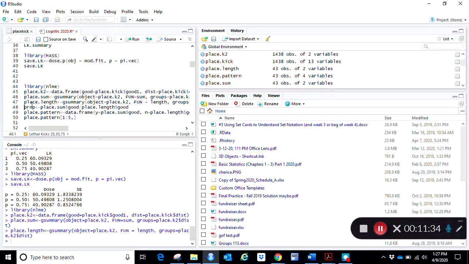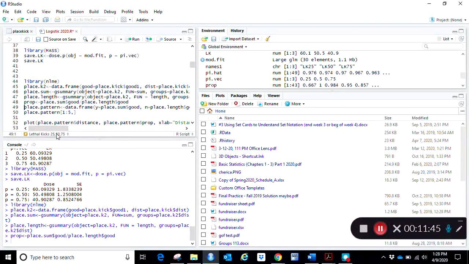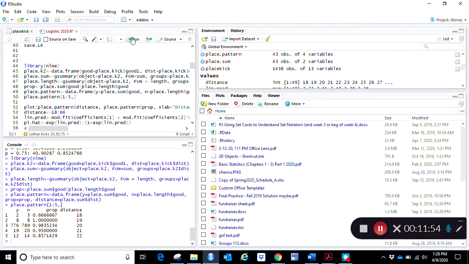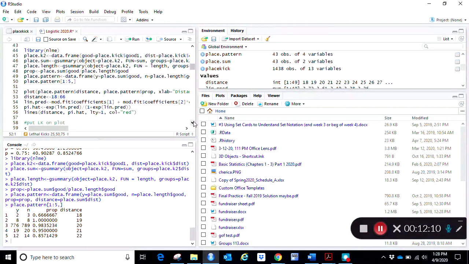Now I'm going to create those sample proportions by looking at my number of successes divided by my number of attempts. Then I'm just putting this in a nice data frame here again, and I'm spitting out the first 5 rows so we can see what it looks like. So again, here's our number of successes, number of attempts, and that sample proportion, so 2 out of 3 gives me that, and it also tells me what distance that was at. Now because I'm going to want to put the fitted model on my graph as well, that's why we're doing the next part here.